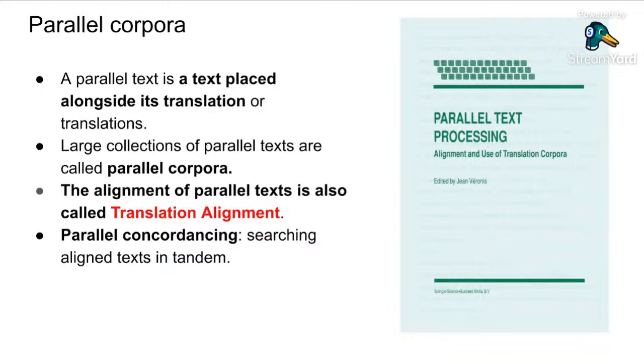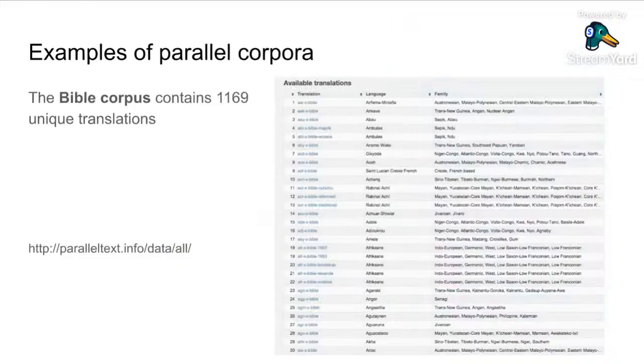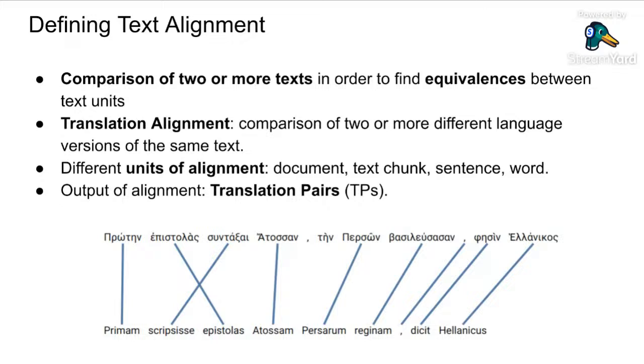Typically we talk about parallel text if we talk about small collections, and parallel corpora if we talk about larger collections of parallel texts. Typical examples of large parallel corpora could be, for example, the Bible corpus, which contains a whole lot of unique translations in many different languages, or subtitles, for example, are a genre of parallel corpora. Different translations of the same text. Even text reuse, to a certain extent, can be considered an example of a parallel corpus.